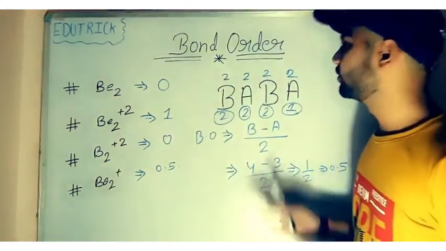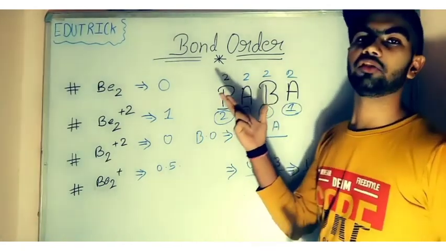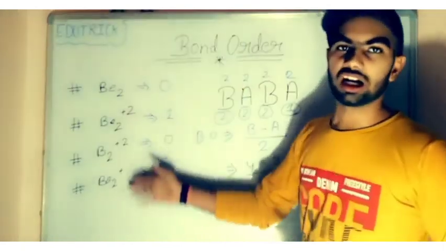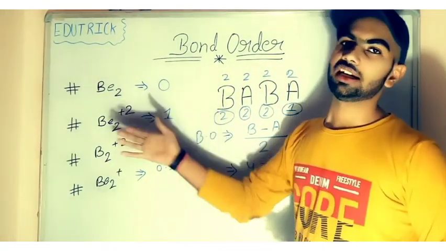So that's all for this video. You have to just remember the BABA trick for the number of electrons less than 9 and the chart for diatomic molecules containing electrons 9 to 20.